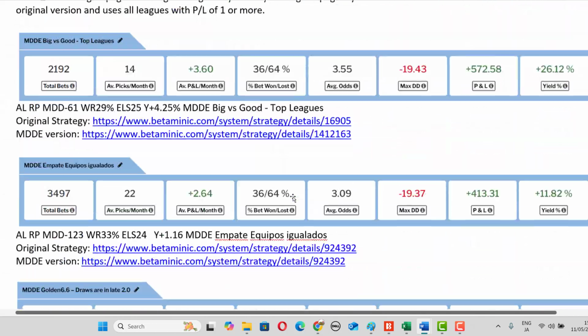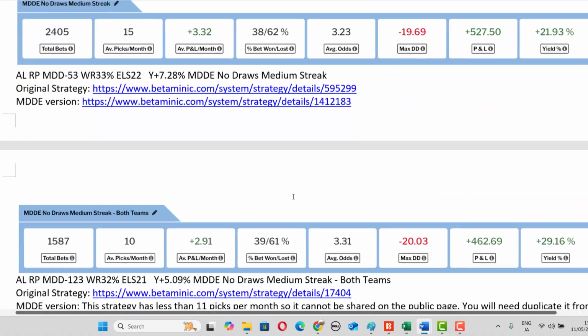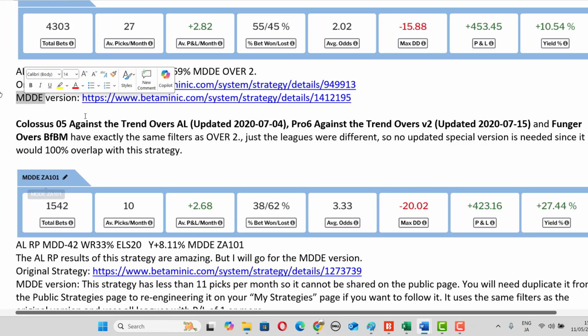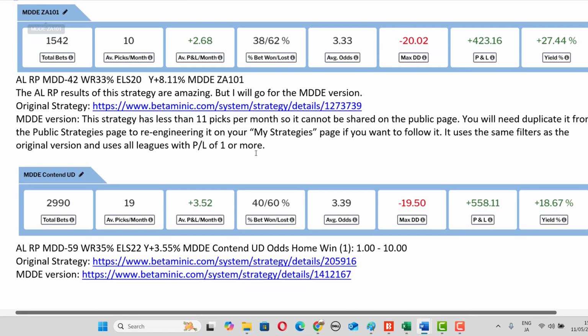I've gone through all of them. I've gone through the strategies I know that I've been interested in, and where I can, I've made MDDE versions and I've shared them, so you can just follow them as they are. But some of the strategies can't be shared. Like if they don't meet the sharing requirements, such as they have to have 11 picks or more per month, or they need to have yields of 5% or more per month. If they don't meet the Betaminic sharing rules, then I couldn't share them, so you'll have to make them yourselves.